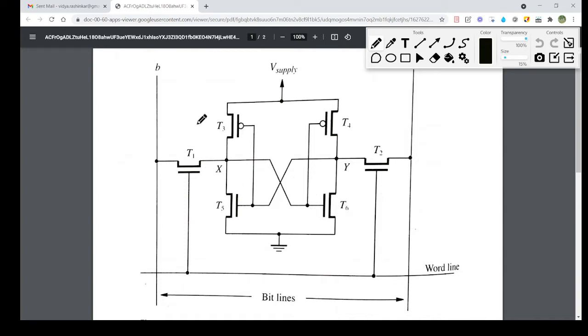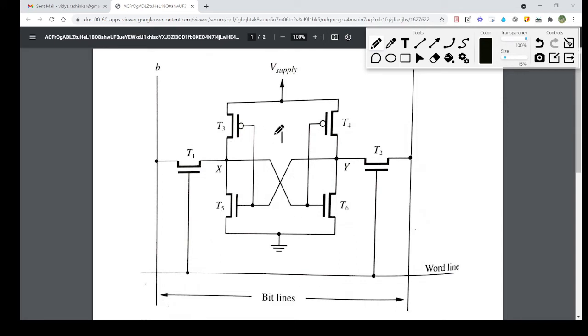In this circuit, the transistors T3 and T5 are going to form an inverter and the transistor T4 and T6 combination is going to form another inverter, which are cross coupled. This circuit is going to store some value. It may be 0 or 1. For example, we are going to assume that this cell is in one state.